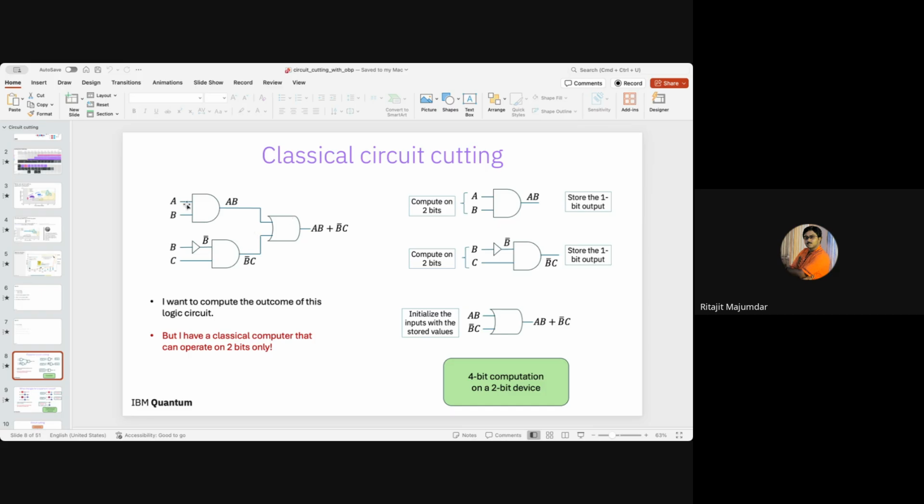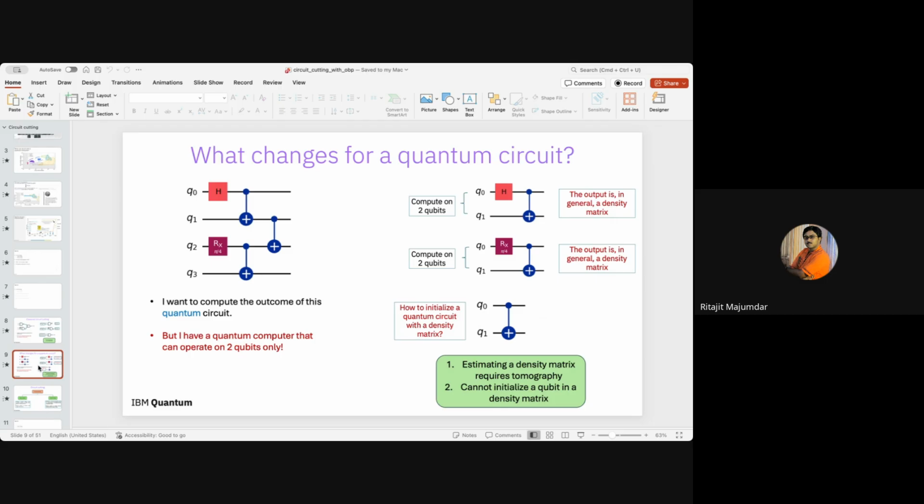The easy way is that you take this part separately, calculate AB and store it somewhere. Then you take this part, calculate B bar C and store it somewhere. And again, you do this part, initialized with AB and B bar C, and you calculate this. So instead of a single circuit execution, you now need 3 circuit executions, but you are able to do a 4-bit computation on a 2-bit device. This is all classical.